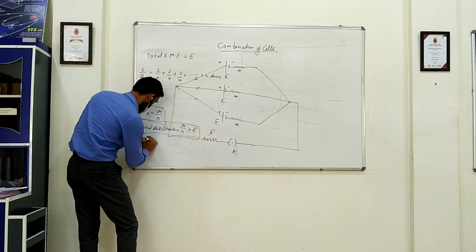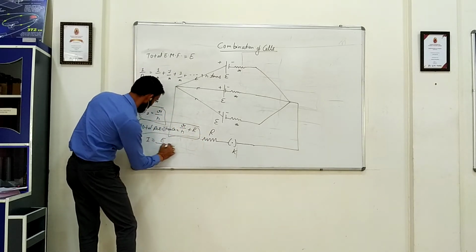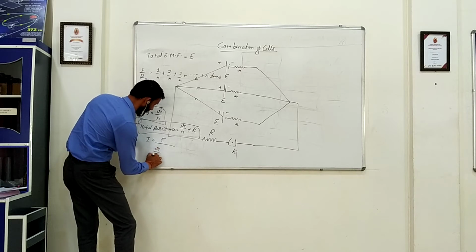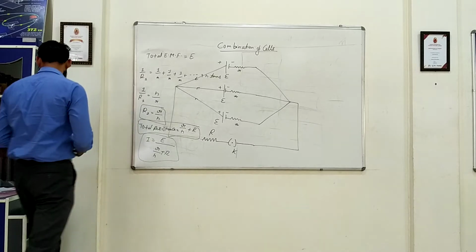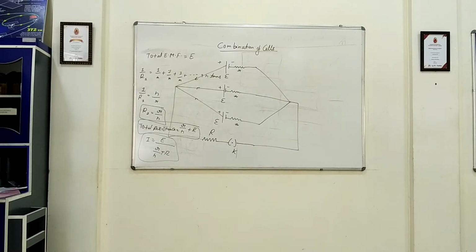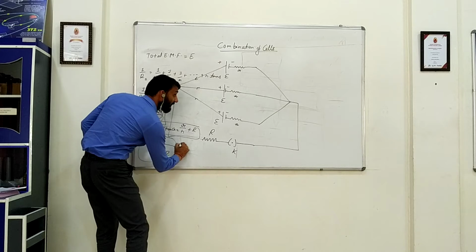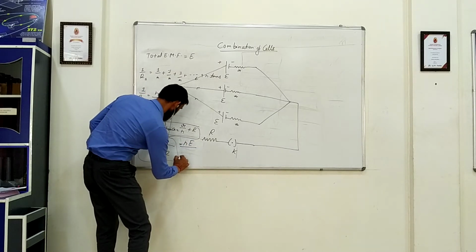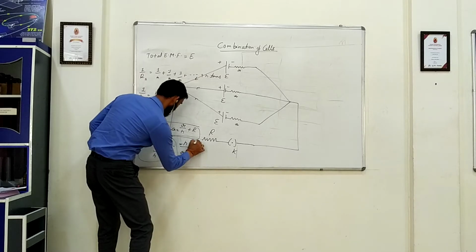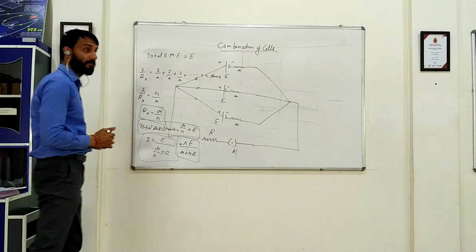Now how much would be the current? I will be equal to EMF upon total resistance, that is E upon R upon N plus R. So this will be the expression for the current when the cells are connected in parallel. You can take the LCM also and then solve it. If I take the LCM, it would be NE upon R plus NR.